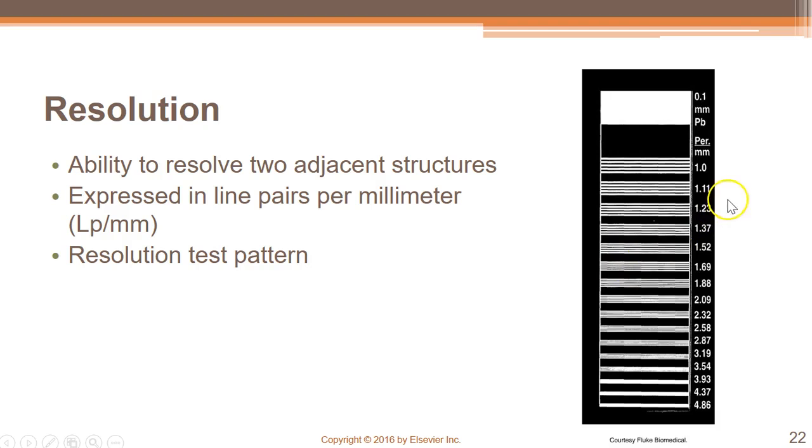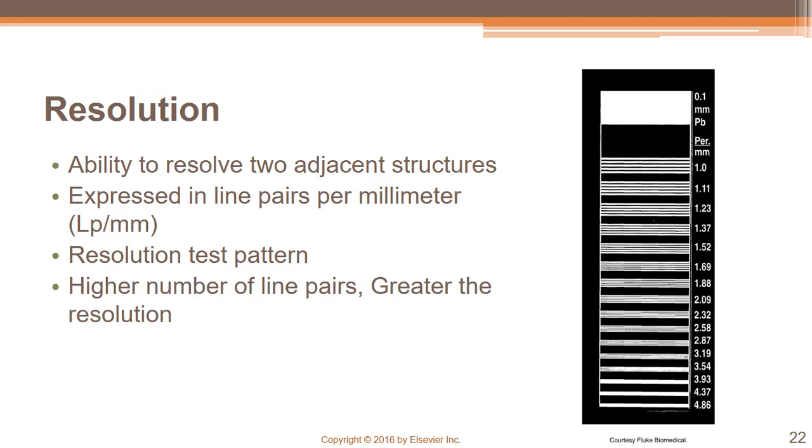So if you look down, as you go down here, this is line pairs per millimeter. Look how thin these are. Now we're not looking at the black part in between, we're looking at the line pairs. How many line pairs can you actually see in there? This is actually shown a little better in your textbook, but that just gives you an idea. But the higher number of line pairs, that means the greater the resolution.